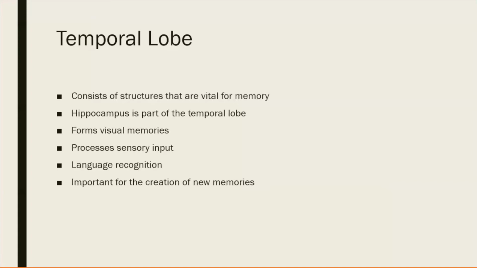It processes our sensory input, specifically our auditory and visual sensory input, and more specifically, faces and object recognition. It's also important for our language recognition. Our Wernicke's area, our Broca's area, those are areas of our brain that are very important for language comprehension, and those are located in the temporal lobe. It's also important for the creation of new memories, and that's related to a lot of the hippocampi structures.